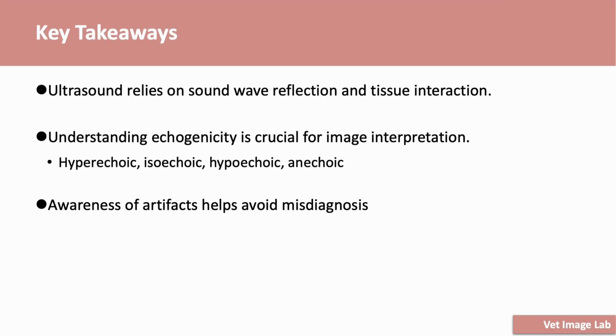Before we conclude, let's summarize the key points from today's lecture. Ultrasound imaging is based on sound wave reflection and tissue interaction. Understanding this fundamental principle helps in interpreting images correctly. Echogenicity plays a crucial role in image interpretation. Recognizing hyperechoic, isoechoic, hypoechoic, and anechoic structures allows for better differentiation of tissues.